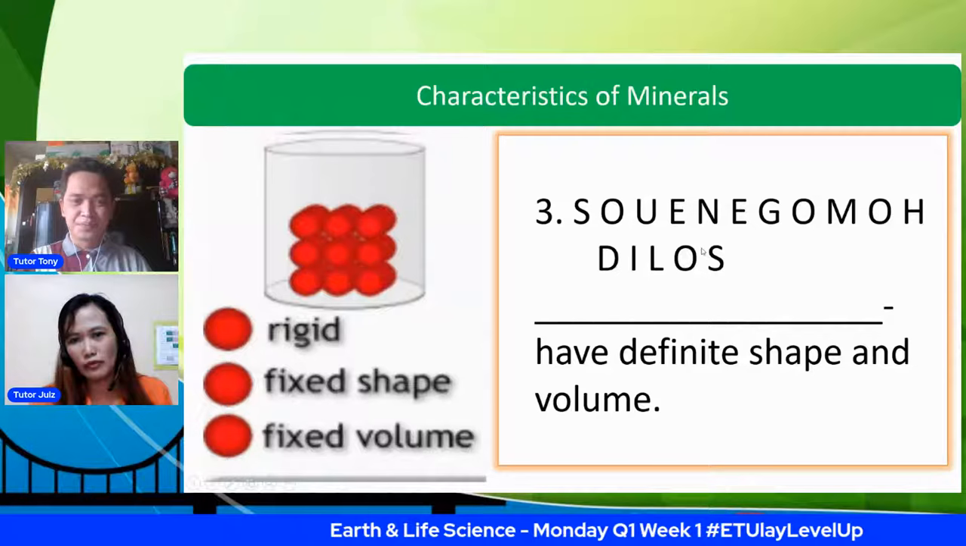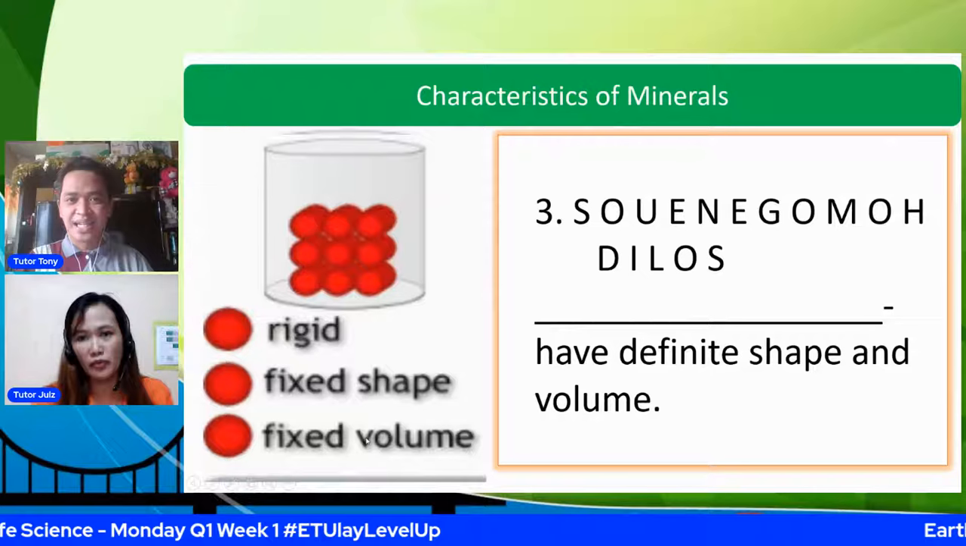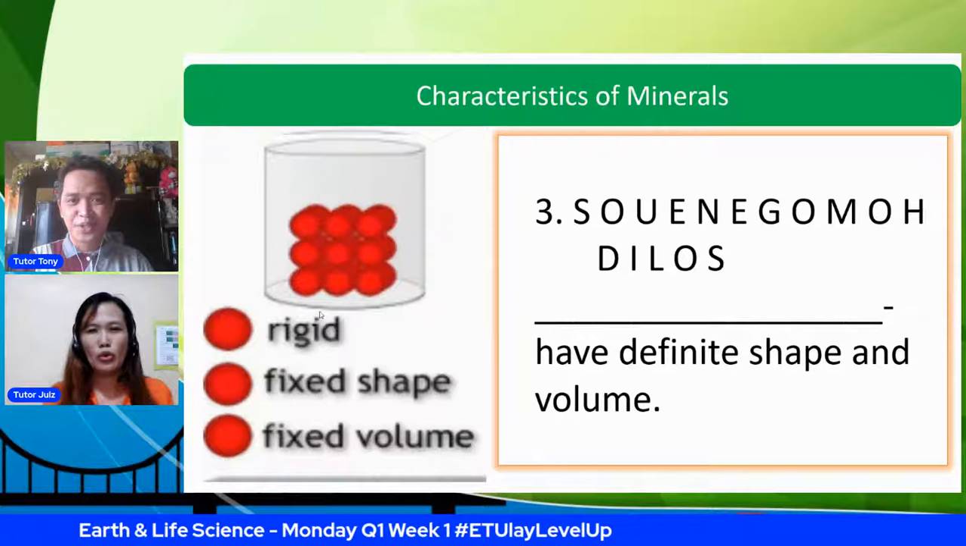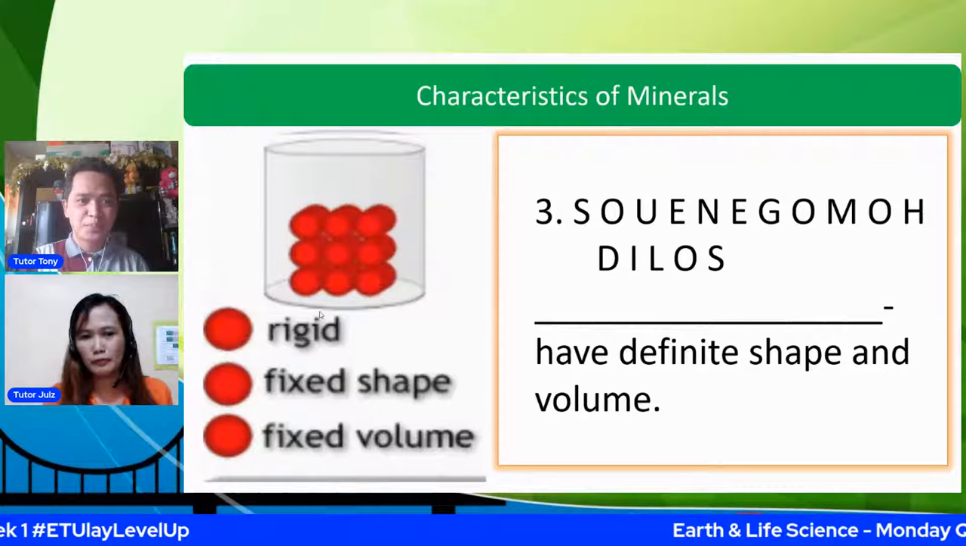So, the first word refers to something that possesses a fixed shape and fixed volume. H, ma'am, di ba? Tama ba ako? Letter H ang simula niyan. Second word pala yung description for this. Yes, this, second word. So they have definite shape and volume. What could be the answer, ma'am? Definite shape and volume. Show na po natin.